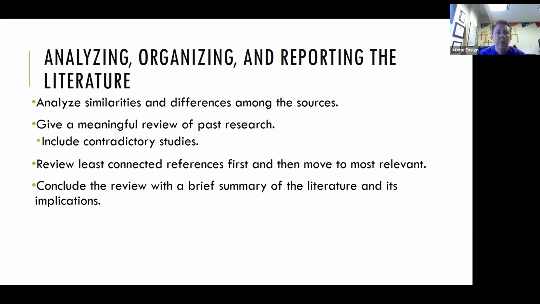We organize and report the literature. We're looking for similarities and differences, not just this study said this, this study said this. It's not a listing of the studies. You're taking all the similarities of the studies that you read and grouping those together, and all the things that contrast and grouping those together.